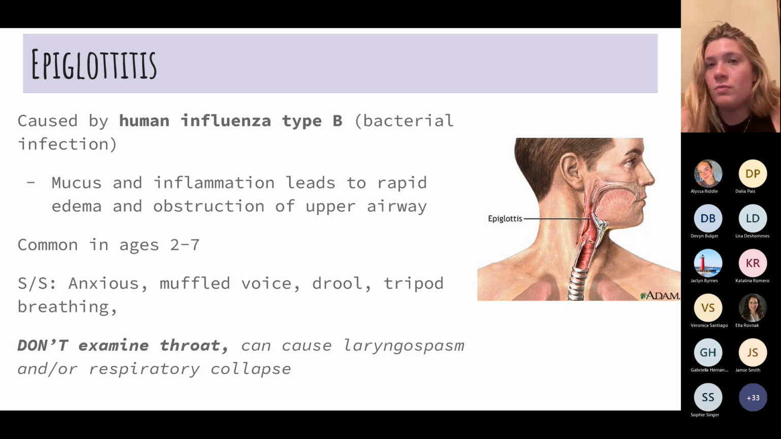So really, our main focus of epiglottitis is if you know your patient has had a history of Hib, Haemophilus influenzae type B, and they are coming in for respiratory problems, we are not touching the throat. Great.